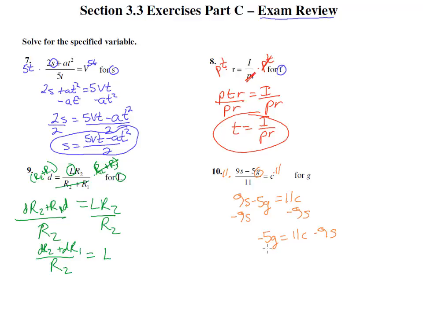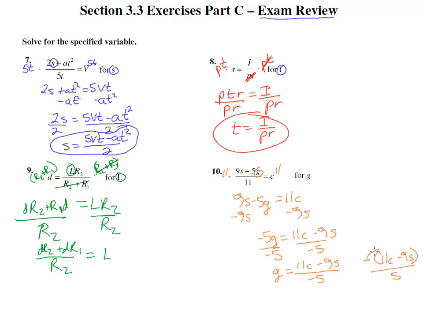And now the last thing we need to do is divide by that negative 5. Divide by negative 5, and we get g equals (11c minus 9s) over negative 5. And that's a correct answer. Another common way of writing this is that dividing by a negative, or ending up with a negative on the top, are the same thing. So this is the same as having a negative on the top, negative (11c minus 9s), all over a positive 5.